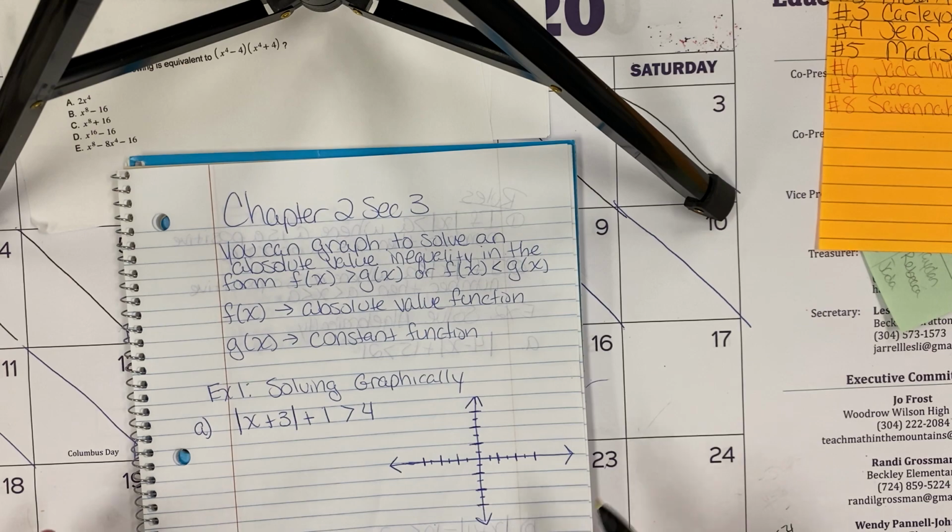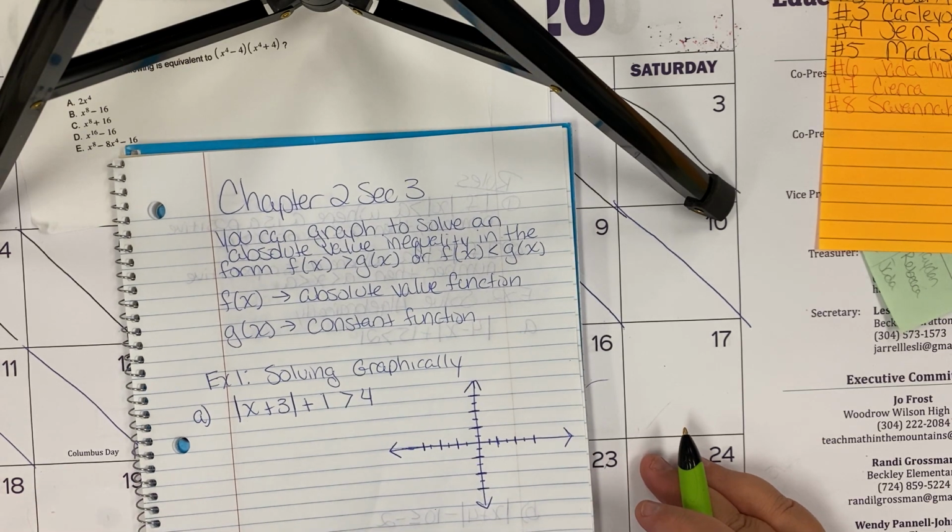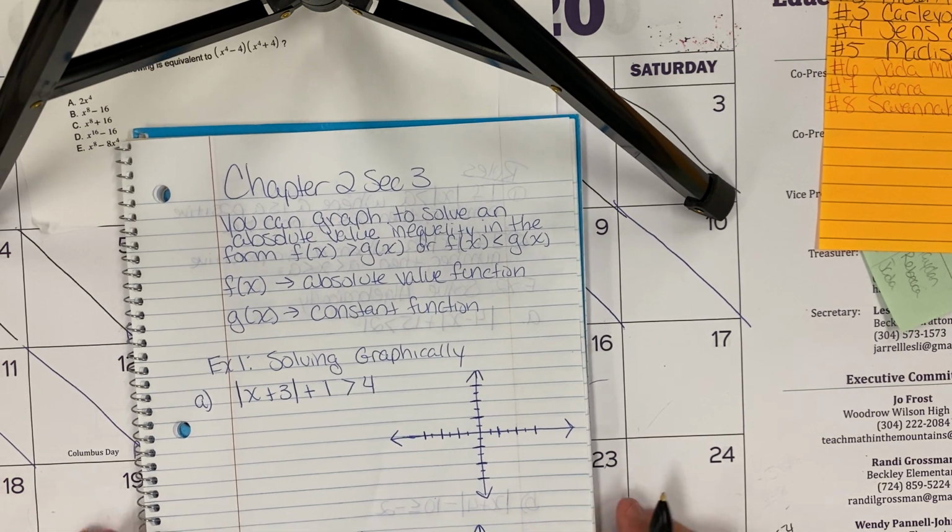So working with any absolute value inequalities, you can either graph them or you can solve them algebraically, which we're going to do both today. This is the last section in the chapter, so on Friday you will be seeing a chapter test. So looking at example 1, we want to solve graphically.